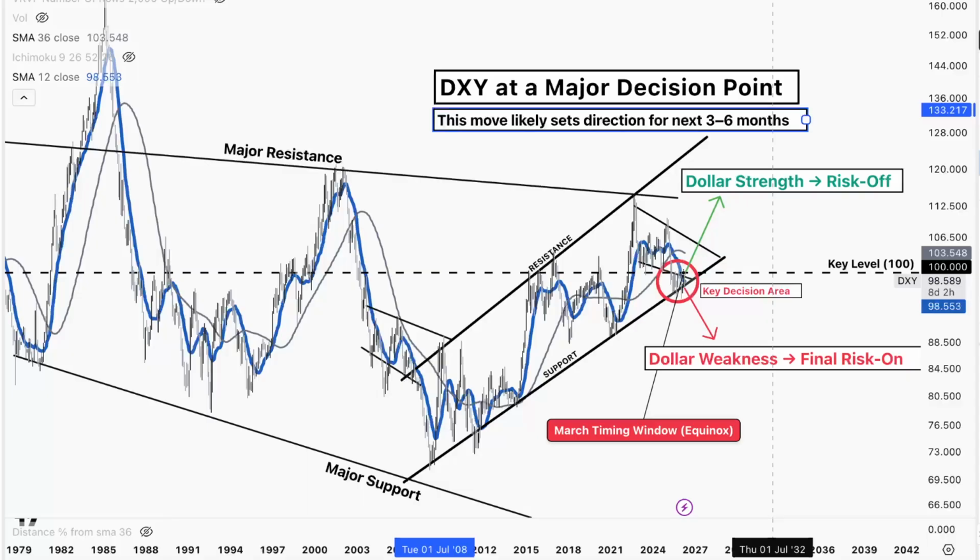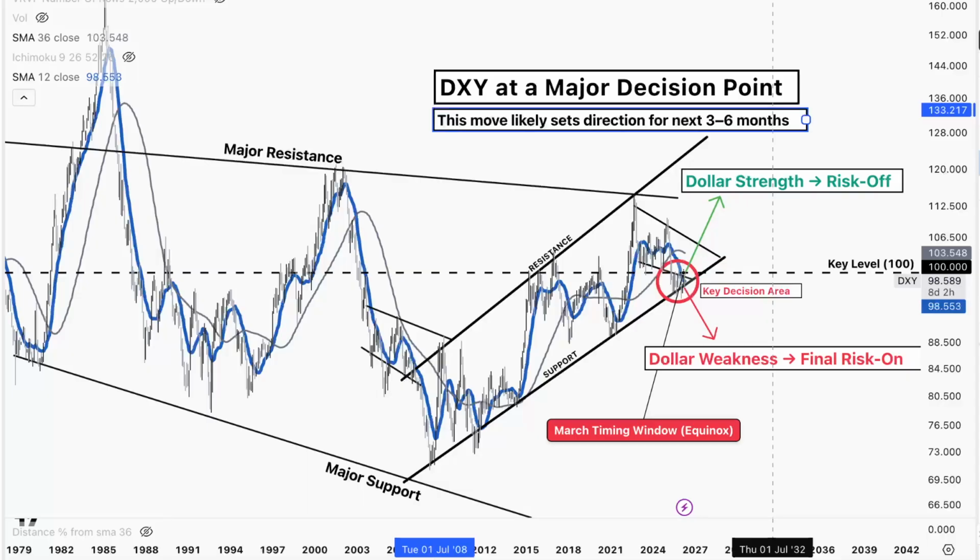When money moves between countries, everything else reacts. Stocks, commodities, even interest rates. So instead of trying to predict markets, we just watch where price is, what level it's reacting to, and what happens next. So my first chart here, I've got the US dollar or the Dixie.